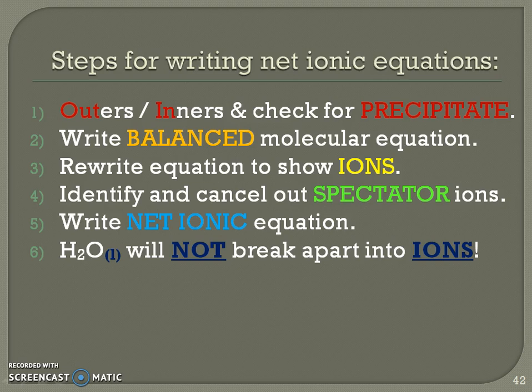There you go. So my steps for writing net ionic equations are make sure to do your outers and inners and check for that precipitate. Balance that reaction, because if you don't have it balanced in the beginning, it's going to be really difficult or not correct at the end with their net ionic equation. Rewrite the equation to show the ions. Number 4, identify and cancel out those spectator ions, and then write the net ionic equation.